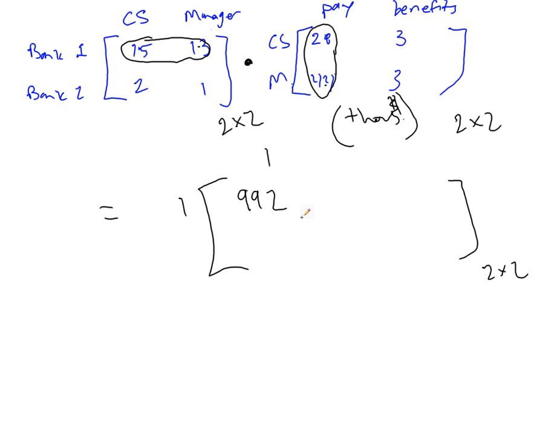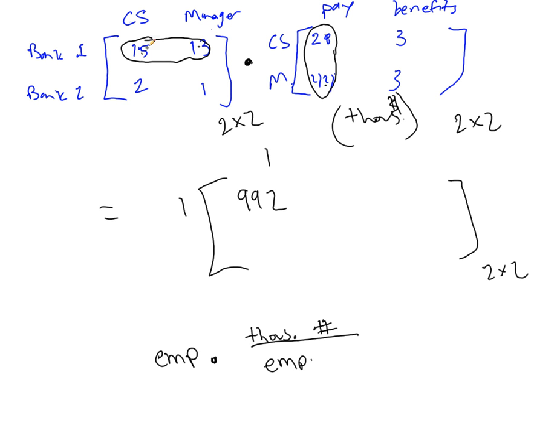So it's 992. Well, what does that mean? Well, let's go back and assess the units of what we're talking about. So this is the number of employees, right? So we're taking the number of employees and we're multiplying it by 28. 28 what? Well, it's $28,000 per employee, right? So that's how much each employee gets paid that's of customer service status.